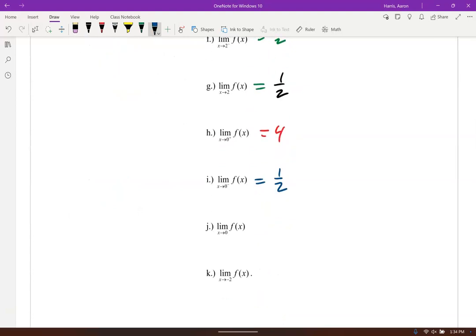Do they agree? No. You see that big gap there? So no limit. Limit does not exist, I should say. Limit does not exist, right? Because they have to agree from both sides.